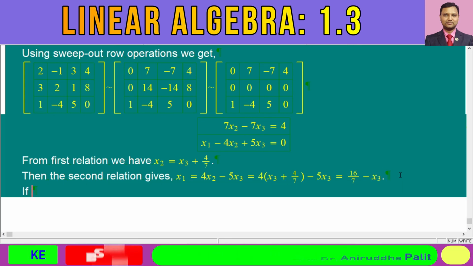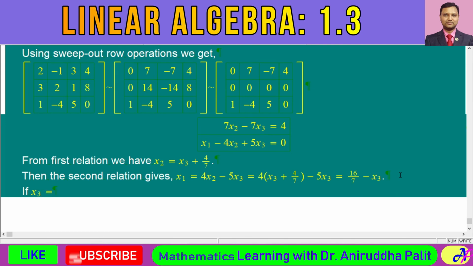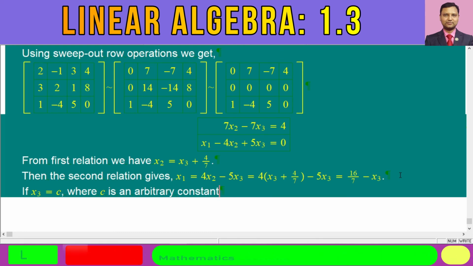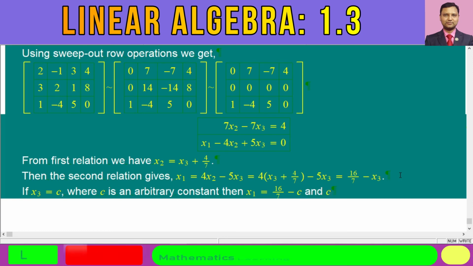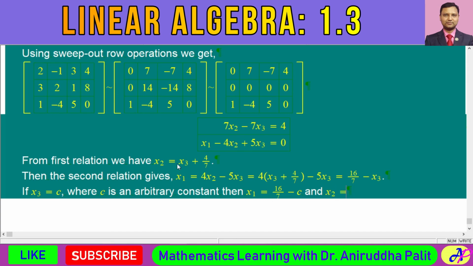So if we assume that x3 is equal to some arbitrary quantity like c, where c is an arbitrary constant, then what we have? Let's first write x1. Then x1 is equal to 16 by 7 minus c, and x2 is equal to this kind of value. In place of x3 I am putting c. So x2 is equal to this value.